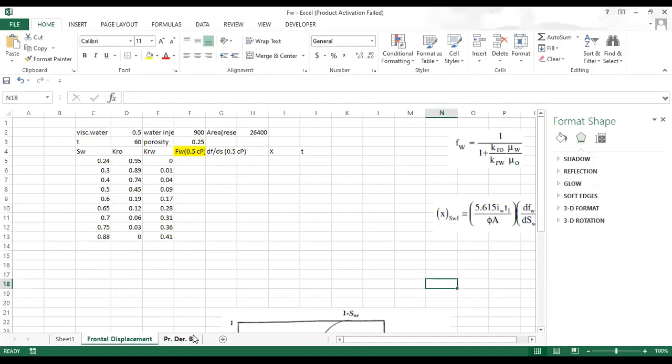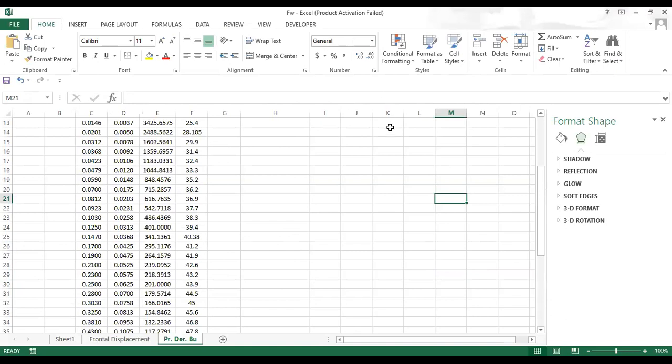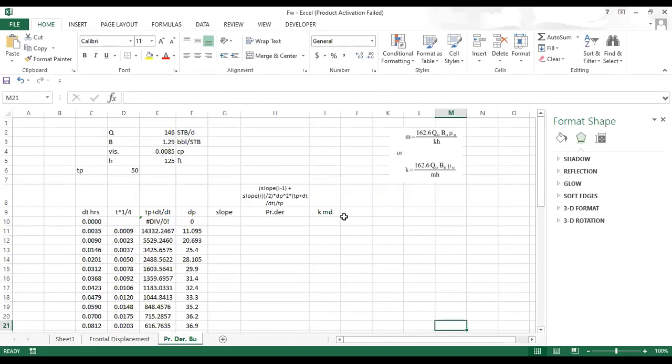I hope Excel is visible. Can anybody see? Yeah, thank you.